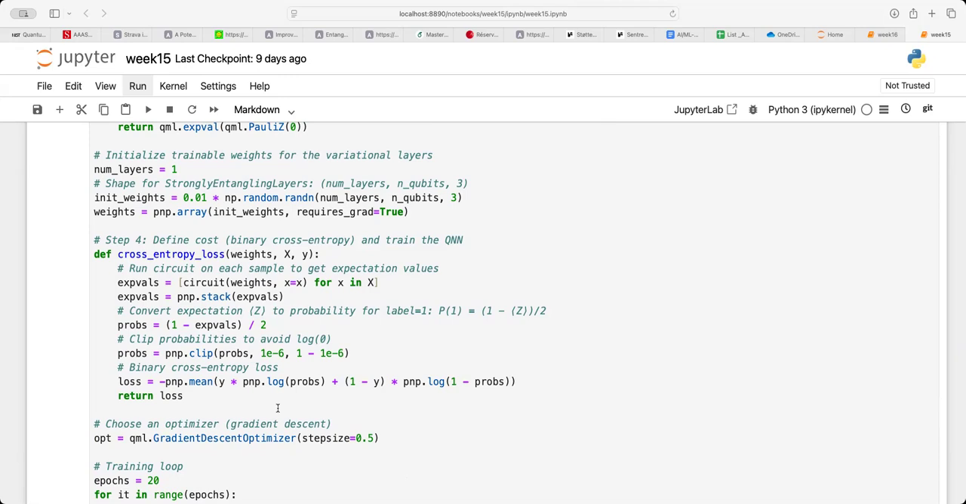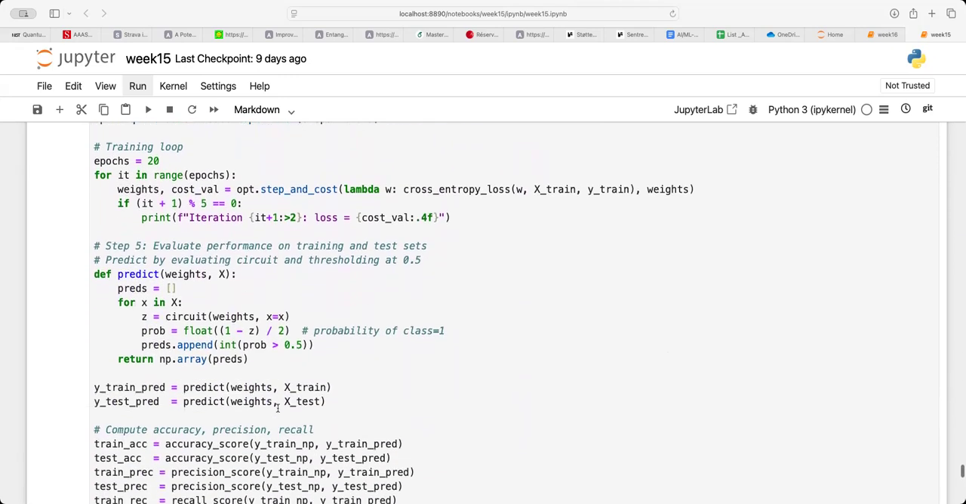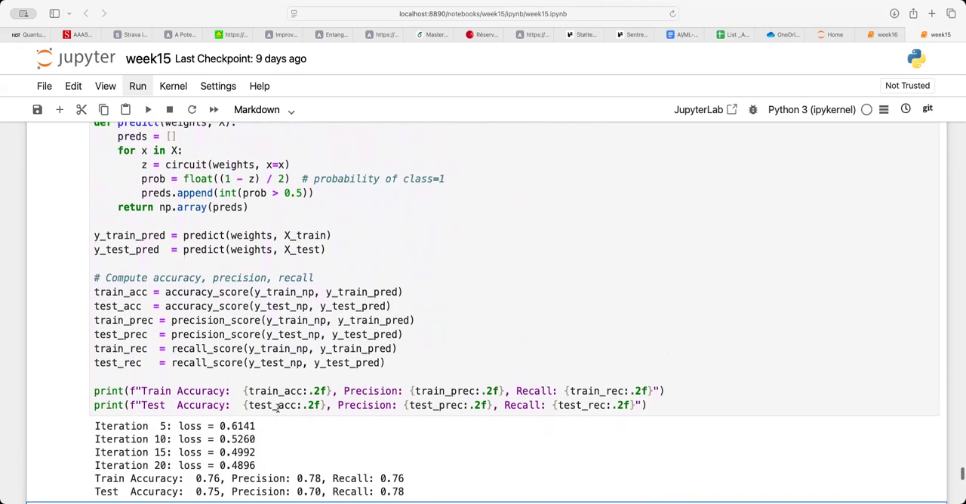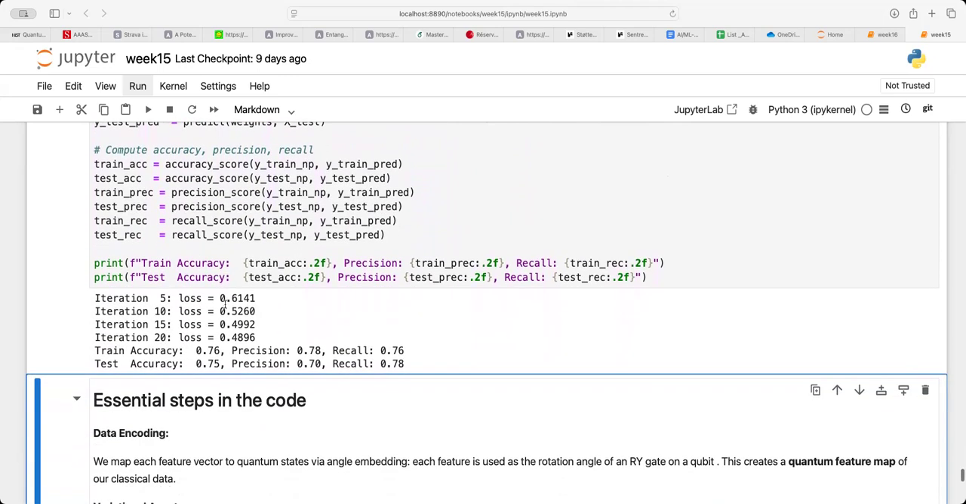So this would be a typical example of how you would encode a quantum neural network, and then you do the training in terms of the number of epochs, etc. And this is the number of iterations back and forth. And the accuracy and the precision is what you get here. And it's not actually that impressive, but it's okay.